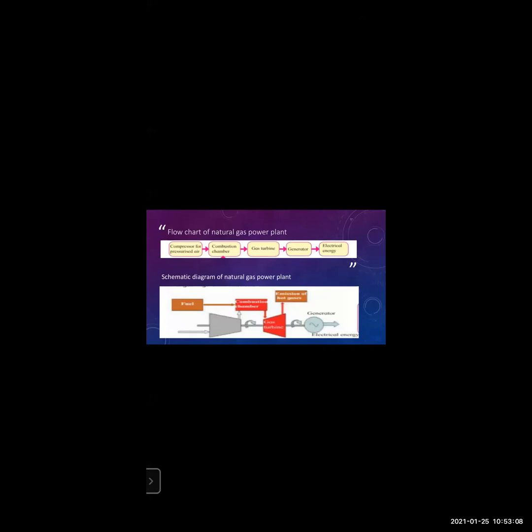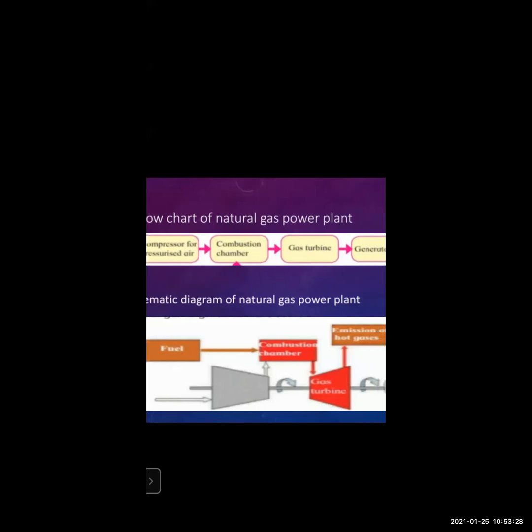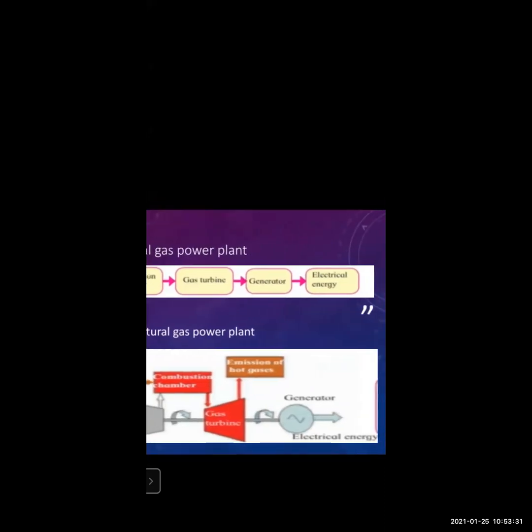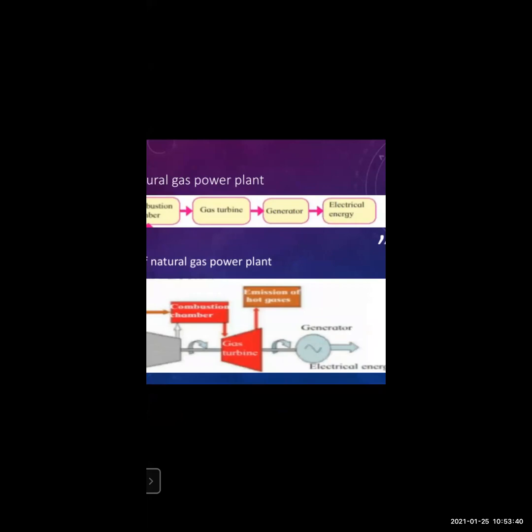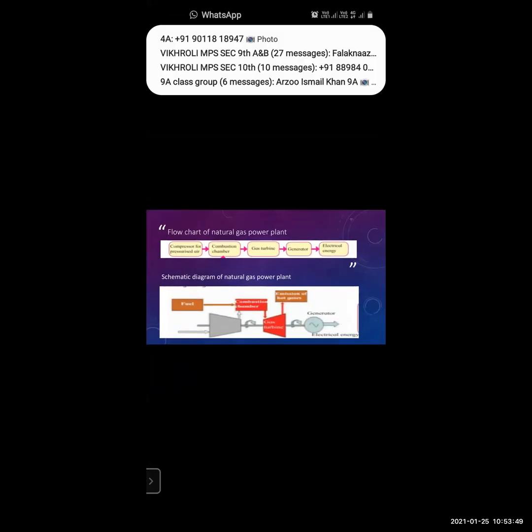See here in this figure, the pressurized air is introduced into the combustion chamber using a compressor. In the combustion chamber, the natural gas burns in the presence of the air, and the gas at very high temperature and pressure generated in this chamber runs the turbine to produce electricity. So this is what we have seen about the flow chart of natural gas power plant.